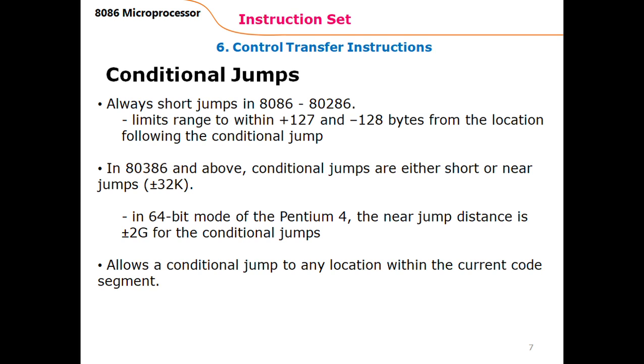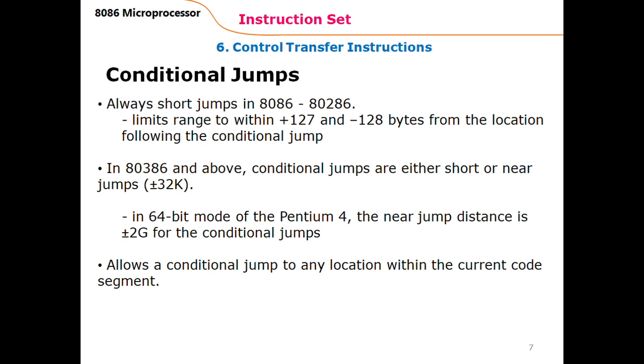In 64-bit mode of the Pentium 4 computers, the near jump distance is plus minus 2G for the conditional jumps, because segments can be 4 gigabyte segments, as happens to be in the protected mode. So in the protected mode, the segment can be 4 gigabytes, and in that case, the jump range is plus minus 2G to cover the entire segment of 4 gigabytes. It allows a conditional jump to any location within the current code segment.